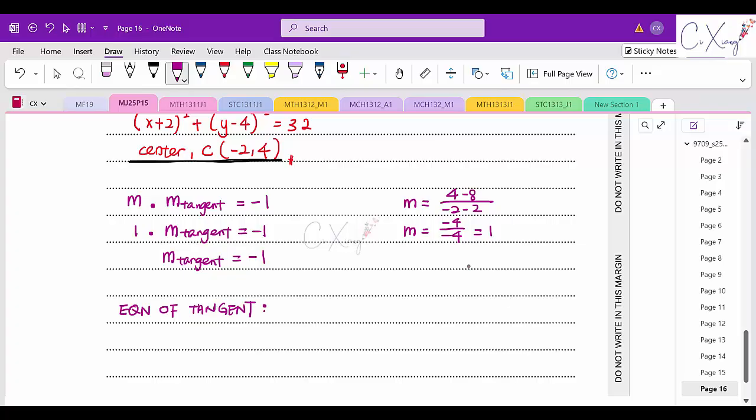Okay, then the equation of the tangent is y minus y1, where the passing point is 8, right? For the y coordinate, equals m. m is negative 1. Then x minus x1. So what's the value for the x? It is actually 2.